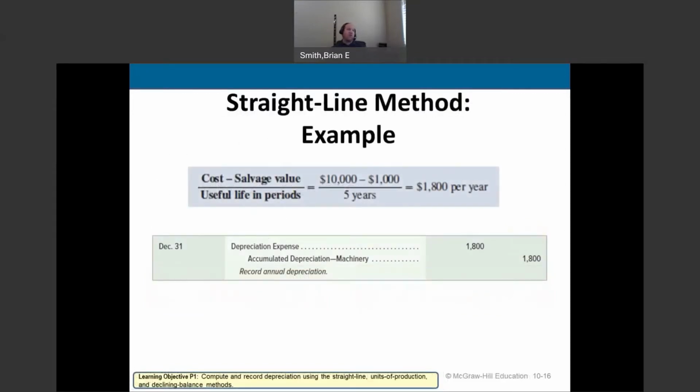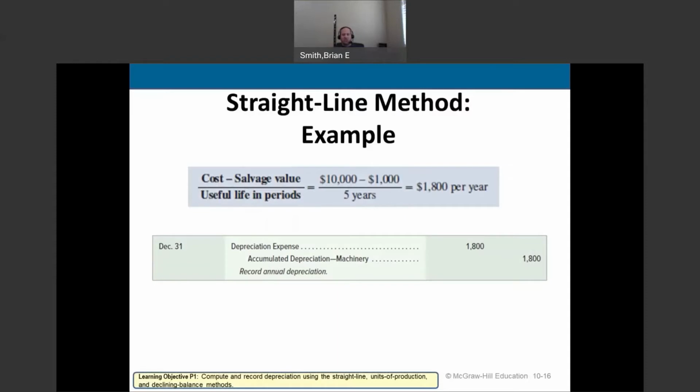So our straight line method is very simple. We have the cost minus the salvage value divided by its useful life in periods. That equals $10,000 minus $1,000 over 5 years, equals $1,800 per year. So it does not matter what year you do this in, you will always record $1,800 of depreciation expense using the straight line method.